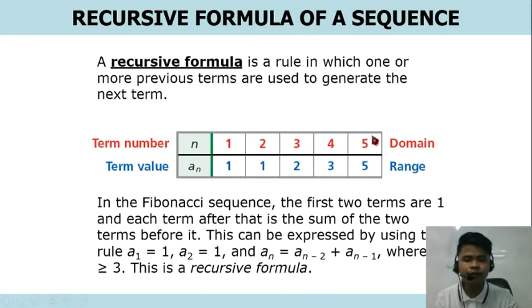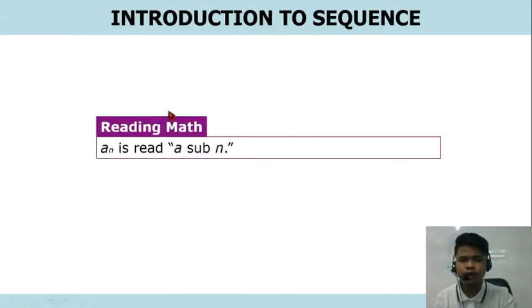Then, the fifth term, or the value of the fifth term is 5. Okay, why 5? It is because the value of the third and fourth term were added. 2 plus 3 is equal to 5. That's why the fifth term is equal to 5. Okay. Reading math. Itong A na merong katabi na maliit na n is read as A sub n.